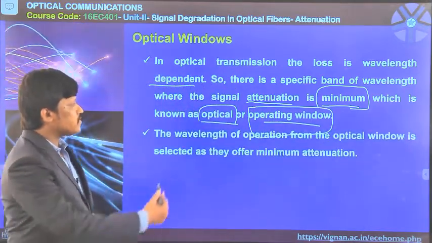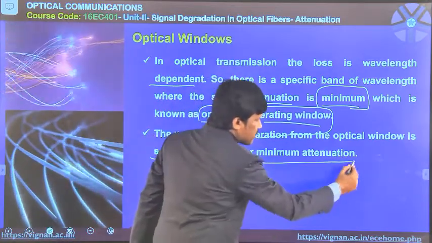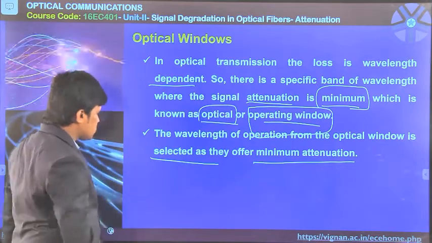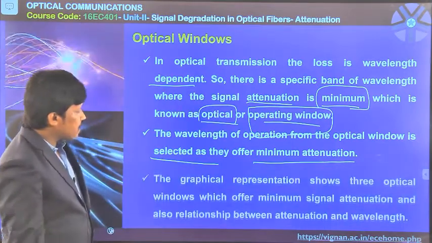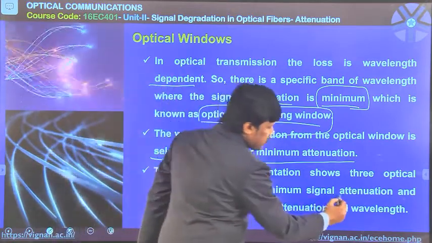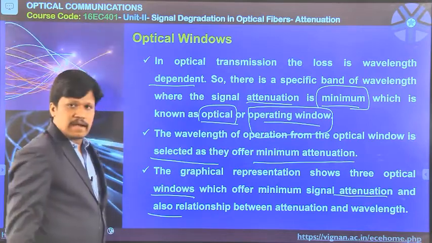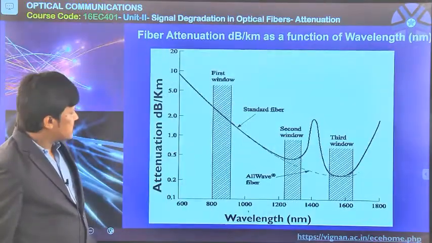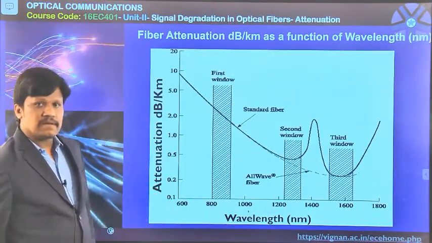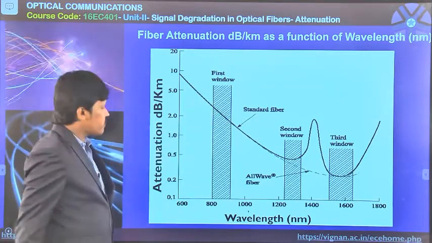So the wavelength of operation is selected from the optical window as they offer minimum attenuation. Here we have 3 optical windows. The graphical representation shows 3 optical windows which can offer minimum signal attenuation. Also, the relationship between attenuation and wavelength: this is the graph of fiber attenuation in dB per kilometer as a function of wavelength.